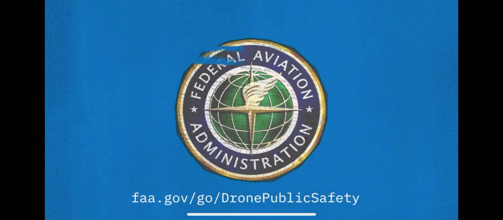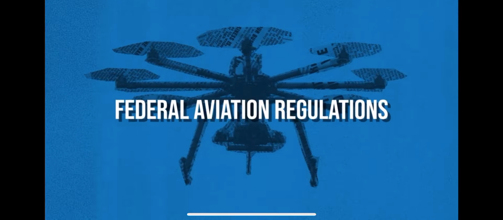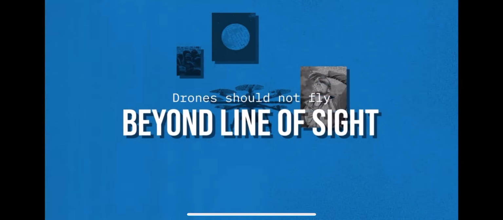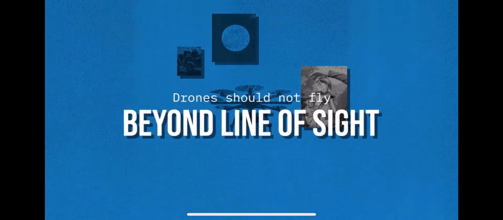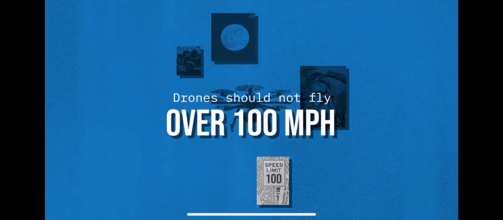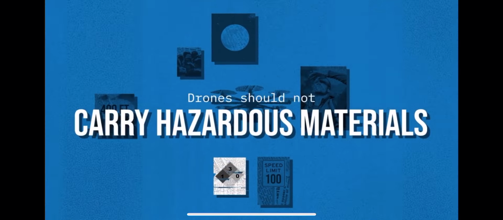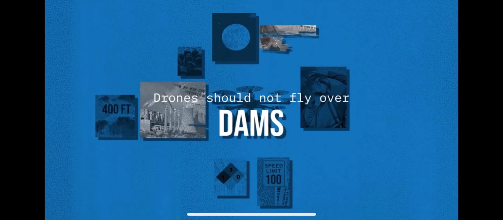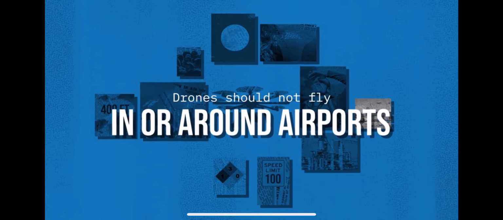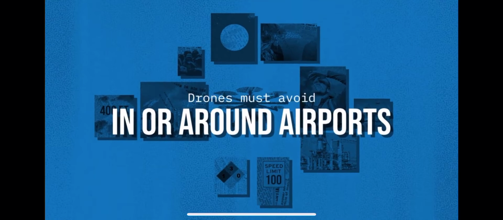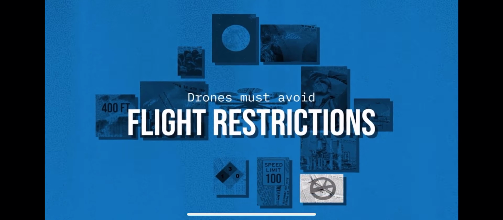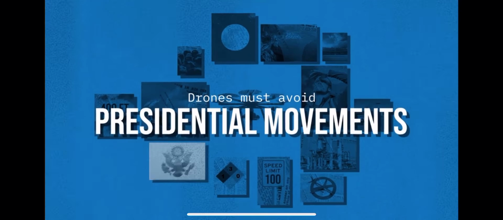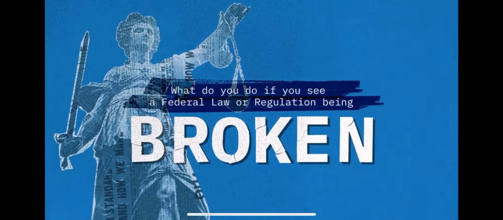So first, let's talk about the federal laws and regulations. Drones should not be flown at night, over other people, or beyond the visual line of sight of the pilot without a special waiver. They should not fly over 100 miles per hour or over 400 feet and should not carry hazardous materials. Drones should not be flying over critical infrastructure such as power plants, dams, refineries, or in and around airports. They must avoid areas with temporary flight restrictions such as disaster or hazard areas, during certain sporting events, or presidential movements. What do you do if you see a federal law or regulation being broken?